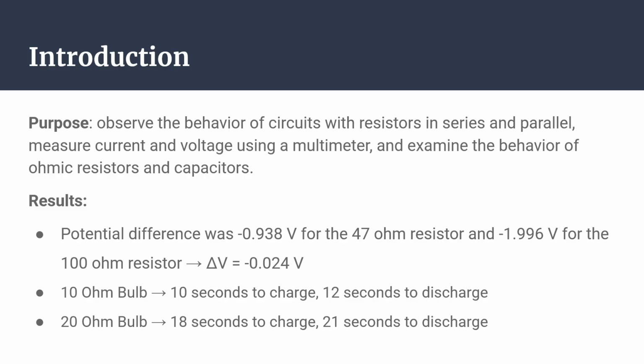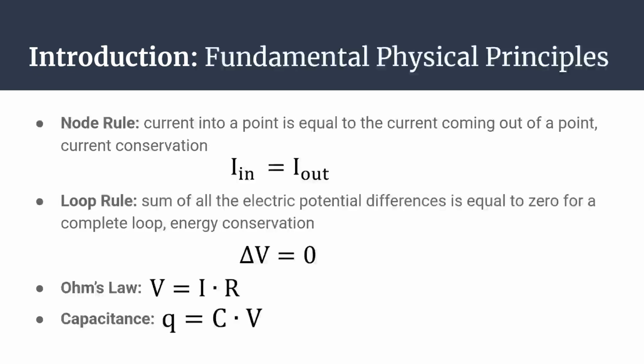In our results, the potential difference was negative 0.938 volts for the 47 ohm resistor and negative 1.996 volts for the 100 ohm resistor. Delta V was found to be negative 0.024 volts. In our RC circuit, the 10 ohm bulb took 10 seconds to charge, 12 seconds to discharge, and with the 20 ohm bulb, it took 18 seconds to charge and 21 seconds to discharge.